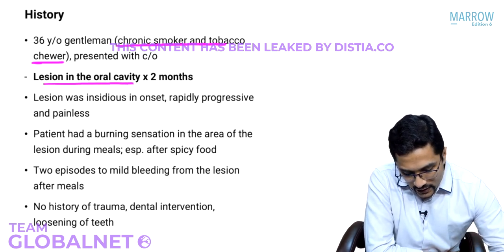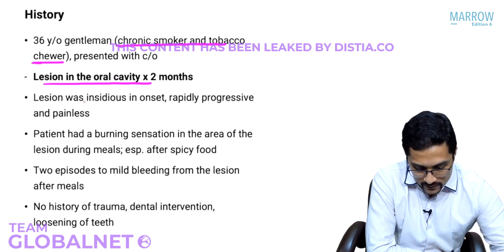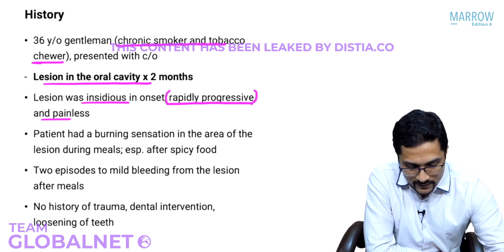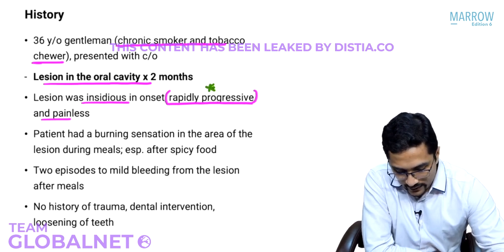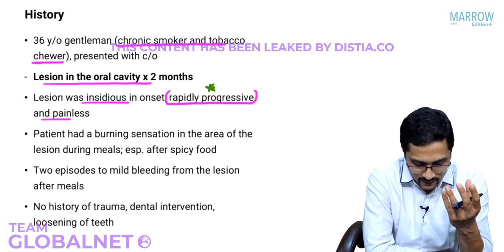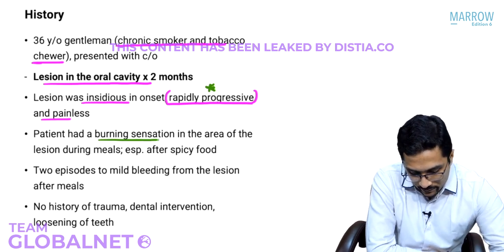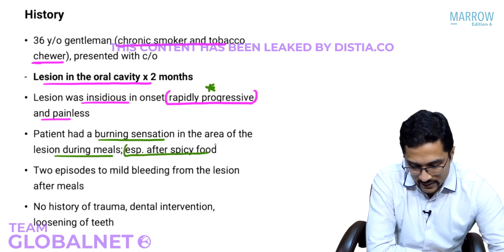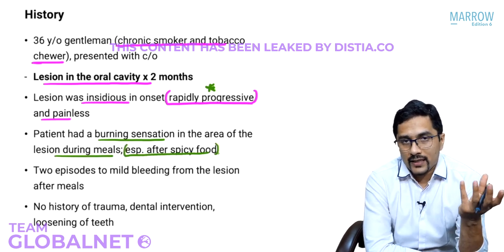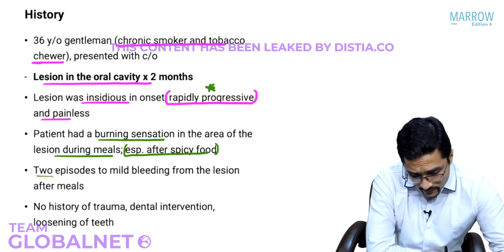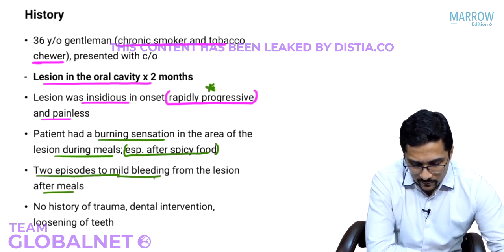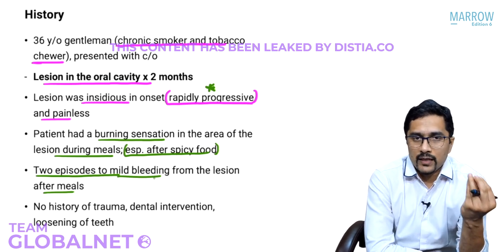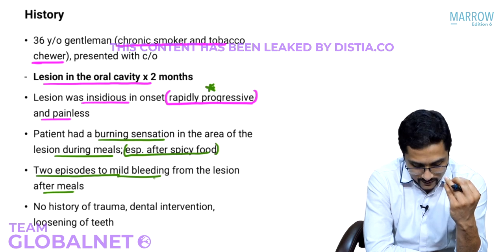The patient has had a lesion in the oral cavity for the last 2 months. It was insidious in onset, rapidly progressive. So this term is important. Rapidly progressive, again, hints towards a malignancy for us. The patient had a burning sensation in the area during meals, especially after spicy food. Because it's a raw area, that's why he's having this burning sensation. 2 episodes of mild bleeding from the lesion as well. Again, because it's a raw area, sometimes bleeding can happen from these malignancies.